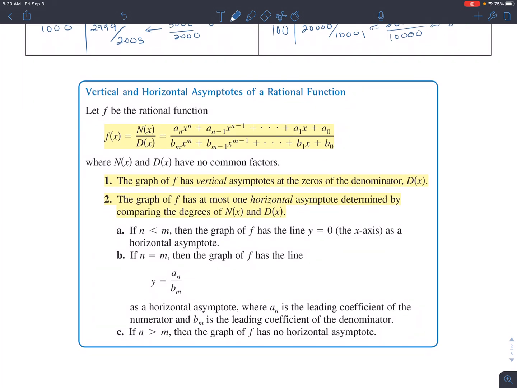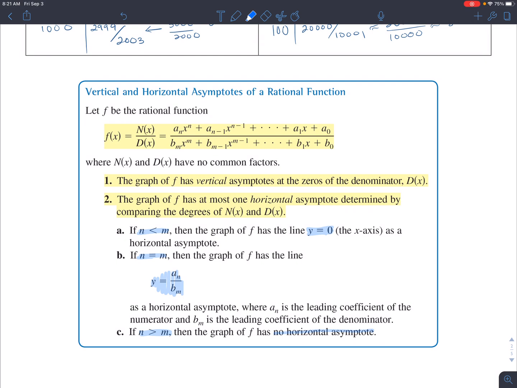Now, a couple things that we need to note. You have 3 cases for horizontal asymptotes. If the numerator's degree is less than the denominator's, you get y equals 0. If they're equal, you get y equals the leading coefficient over the leading coefficient. What about if the numerator is bigger than the denominator? Then you will have no horizontal asymptote.